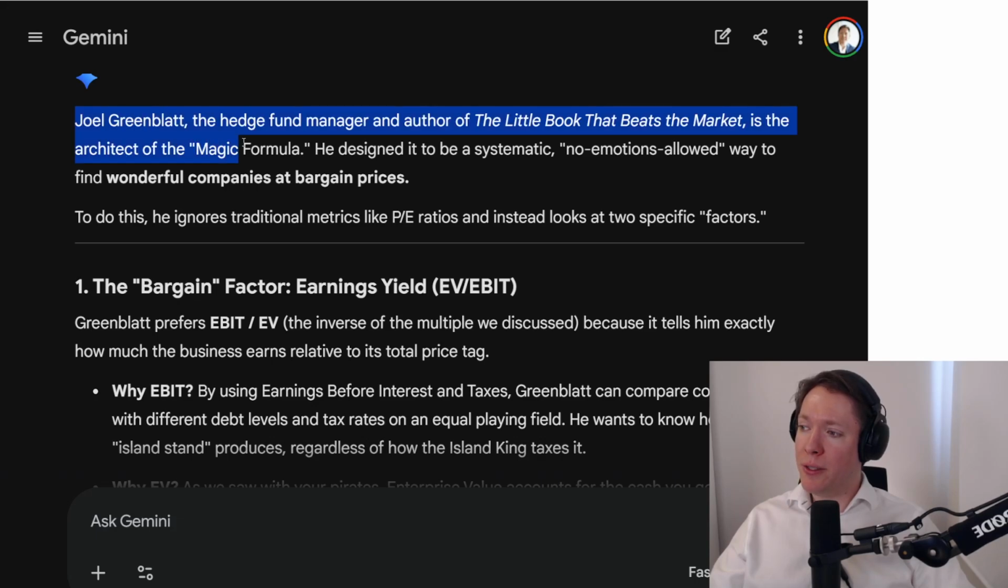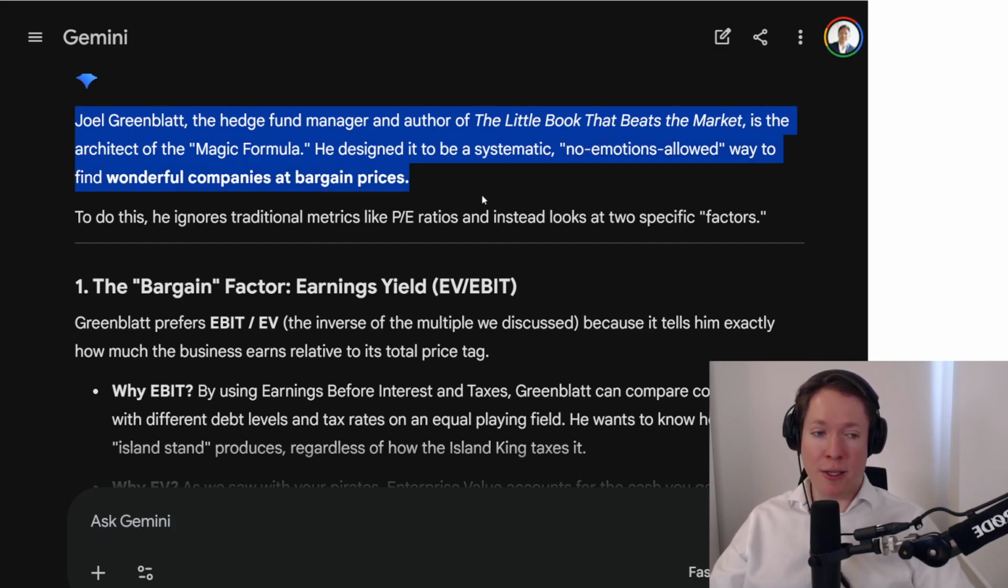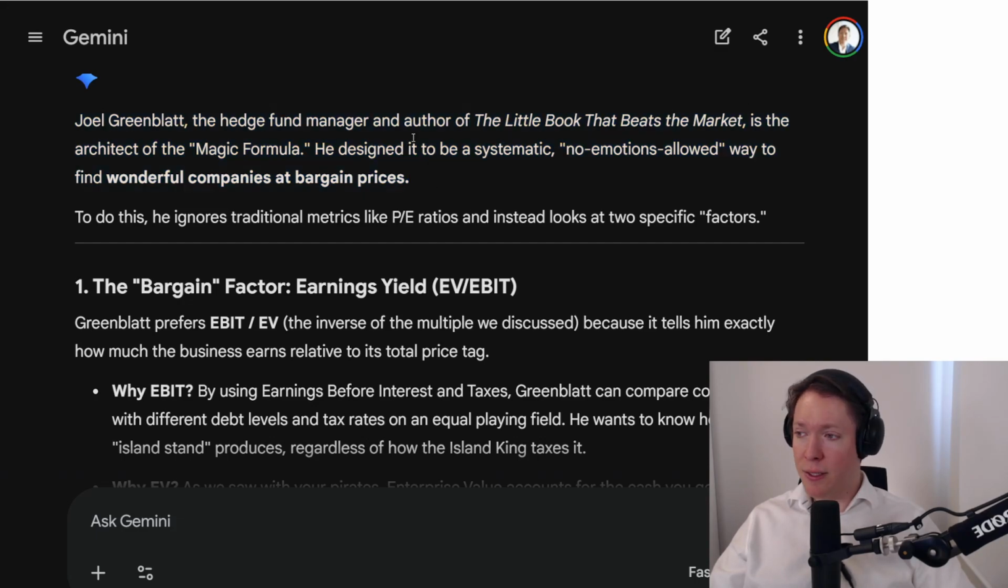So Joel Greenblatt architected the magic formula. He designed a systematic, no emotions allowed way to find wonderful companies at bargain prices. I recommend reading this little book that beats the market. He's a really great writer, and I also recommend seeing his lectures on YouTube.